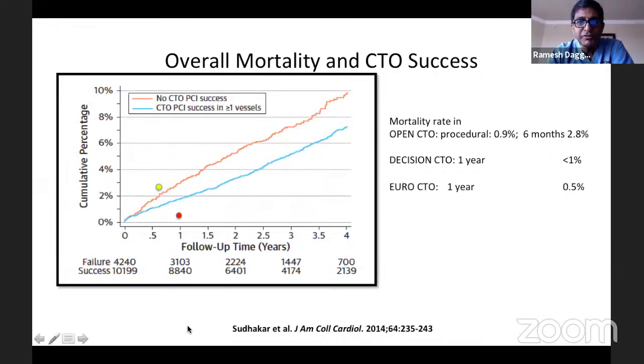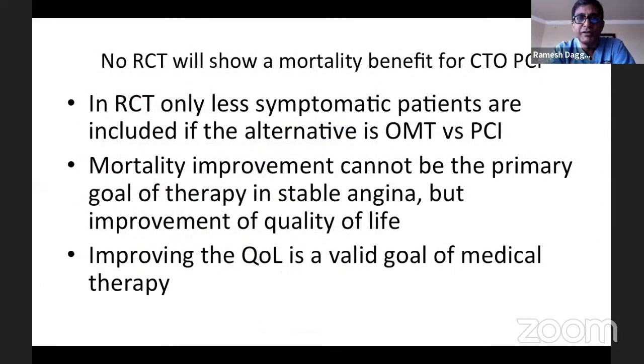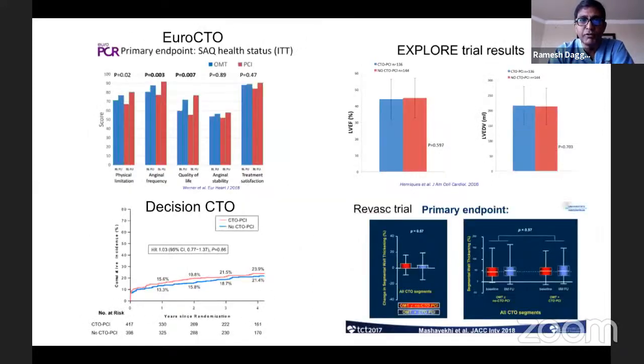So it actually goes to show that we have a benefit, and we now know how to reduce mortality from high-risk CTO PCI. There will be no randomized control trial that will show a mortality benefit for CTO PCI, and I'll tell you why later. In randomized clinical trials, only less symptomatic patients are included if the alternative is optimal medical therapy versus PCI. Mortality improvement cannot be the primary goal of a therapy in stable angina, but it should be improvement of quality of life, which is a valid goal of medical therapy. That's what we try to do in most places, to improve quality of life.